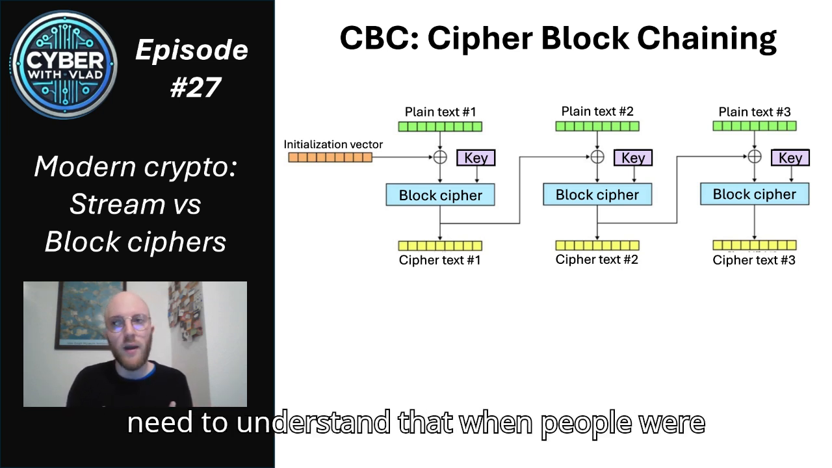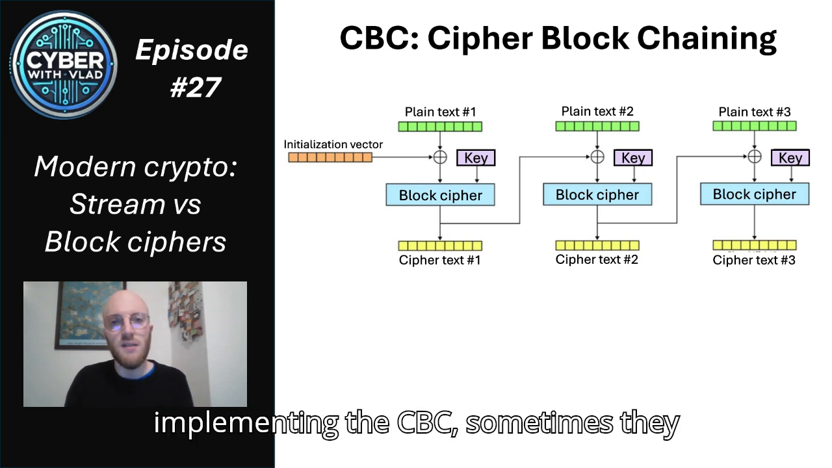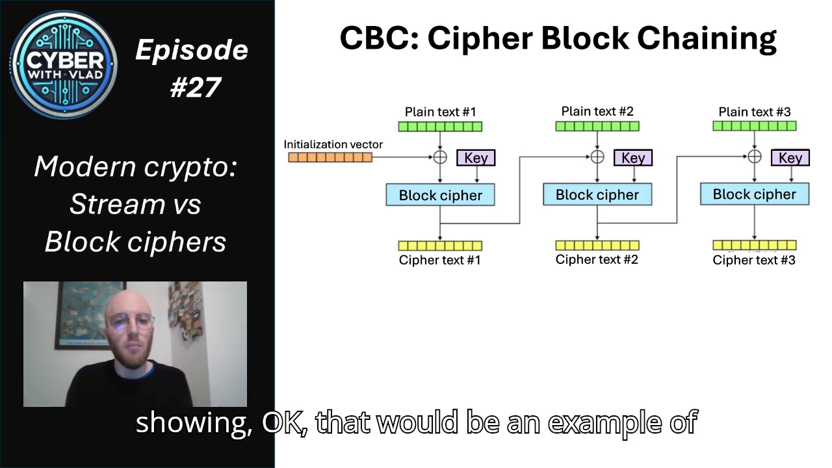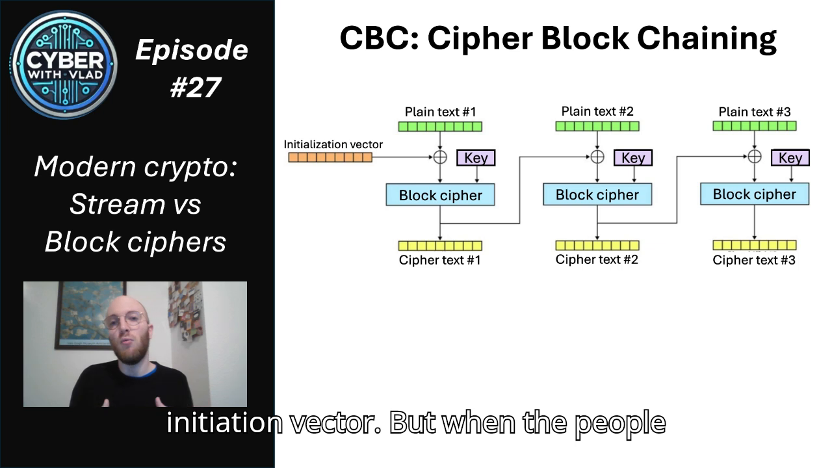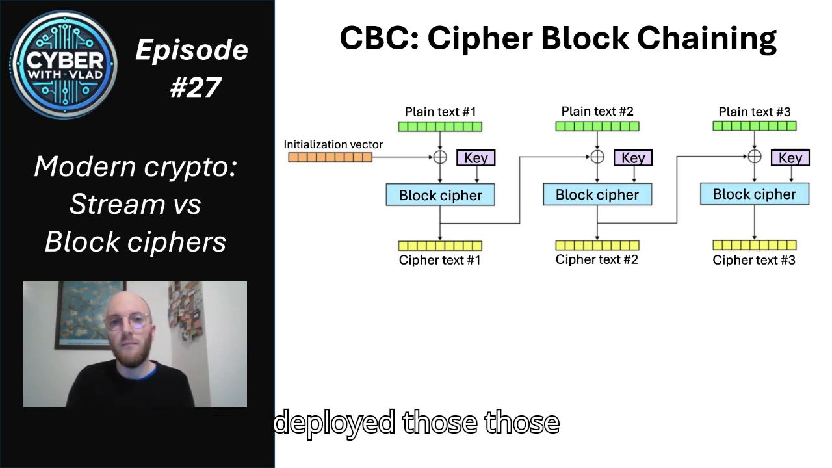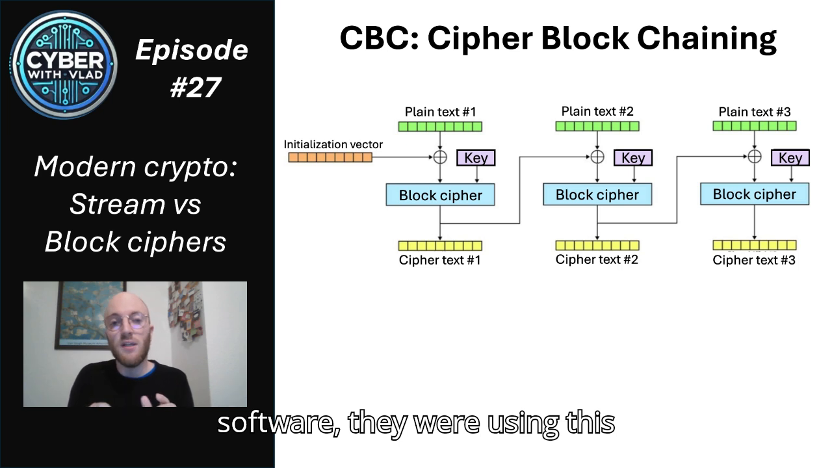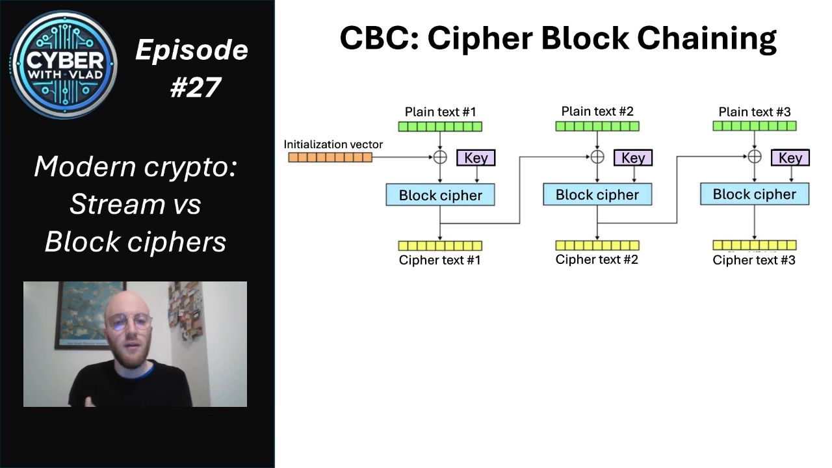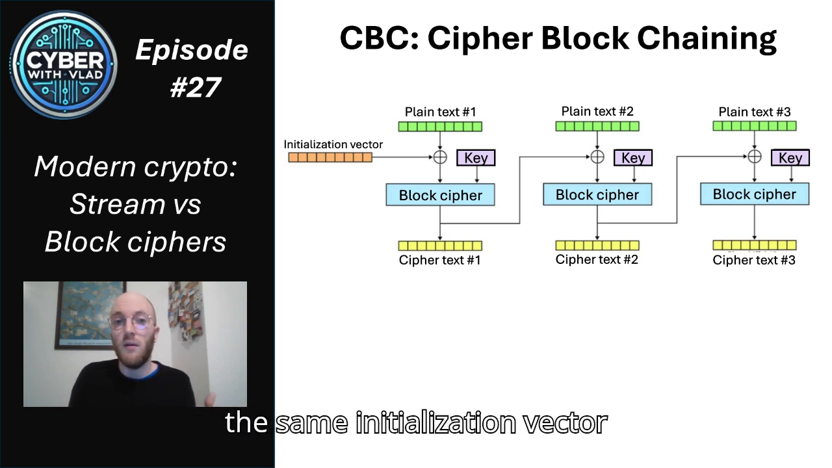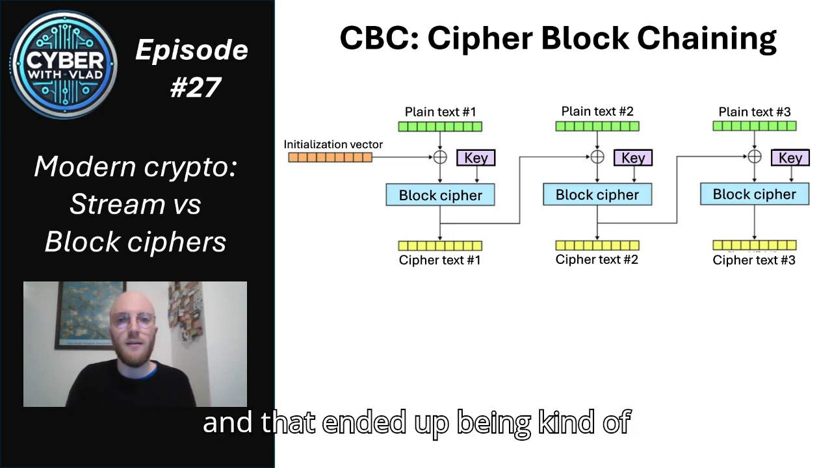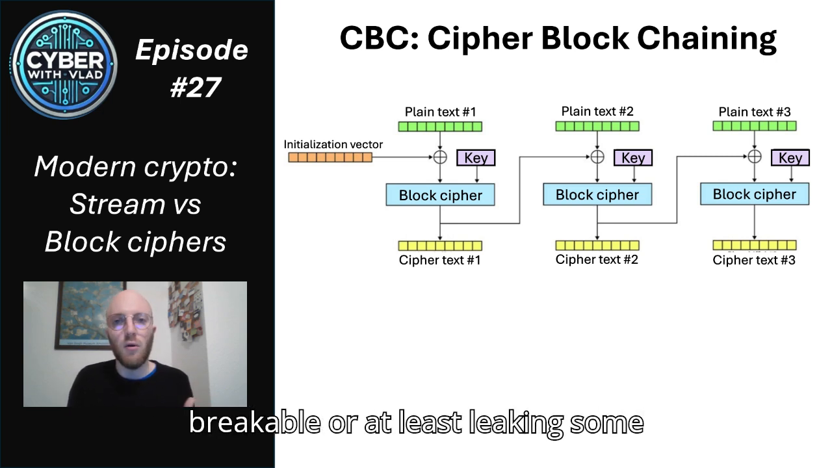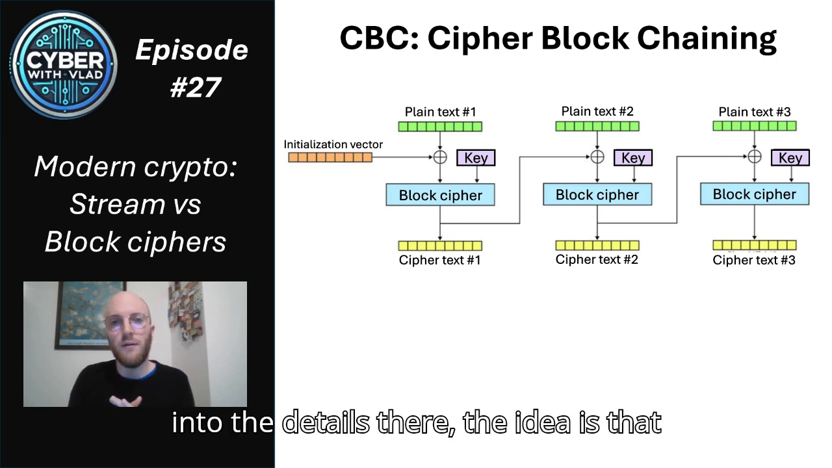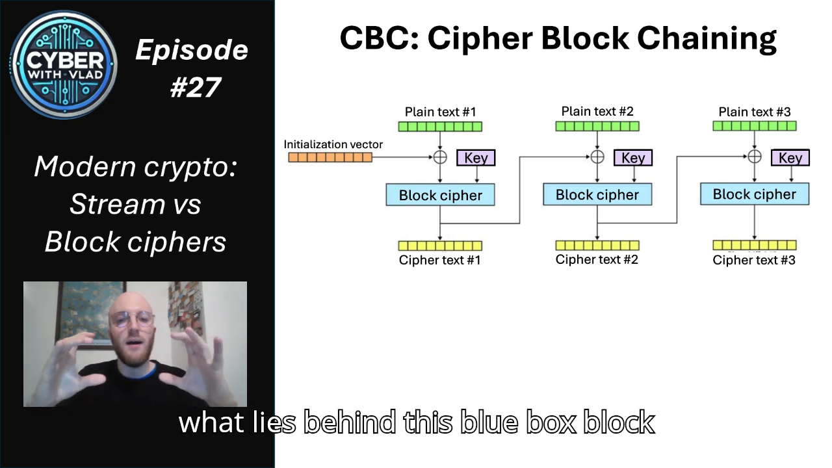You need to understand that when people were implementing the CBC, sometimes, as part of the documentation, they showed, okay, that would be an example of an initialization vector. But when people deployed that software, they used this example as a real initialization vector in production, which led to many people using the same initialization vector, and that ended up being kind of breakable, or at least leaking some information.